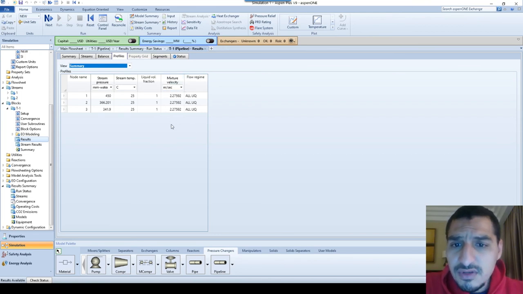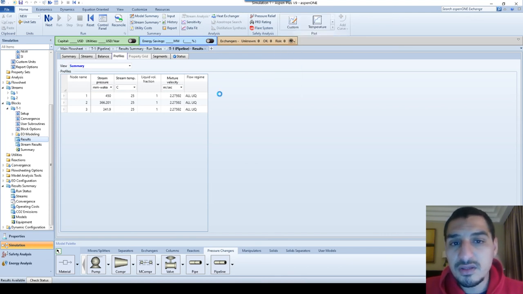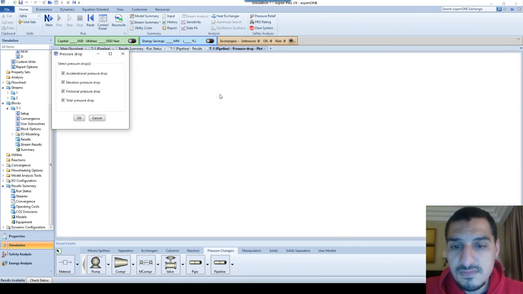You see that the velocity here is 2.2, which is a good velocity. Usually in the liquid phases we prefer to have fluid flow with a velocity of 1 to 3 meters per second, and this is 2.28 meters per second, which is very good. The flow regime is all liquid, and you can see the pressure drop profile from here.